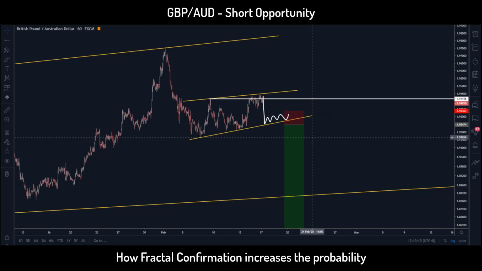In other words, for every dollar that I'm risking, I'm potentially looking to get back at least $7.50, 7.5 times.